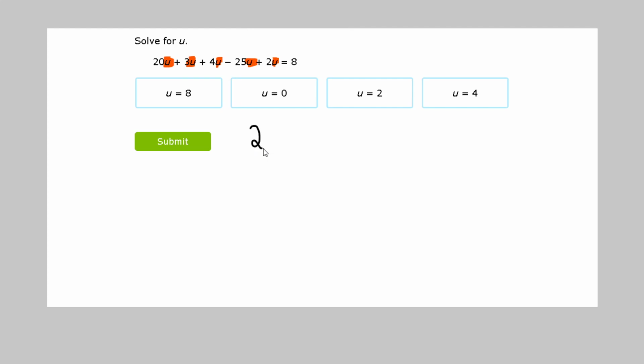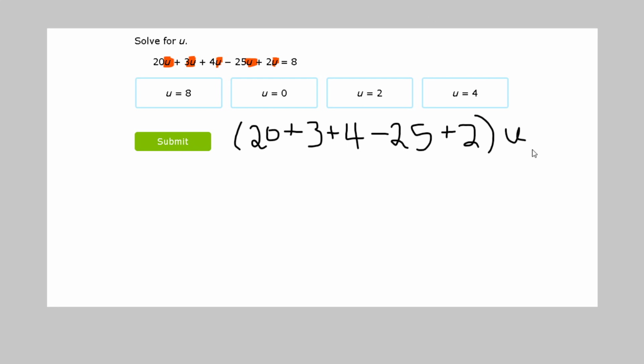So we have 20 plus 3. These numbers I'm writing here, these are called coefficients. So it's another vocab word. So we're taking all the coefficients and adding them up, and then multiplying the sum times this u. And we know that this must be equal to 8.